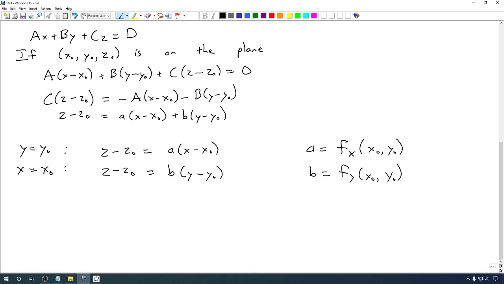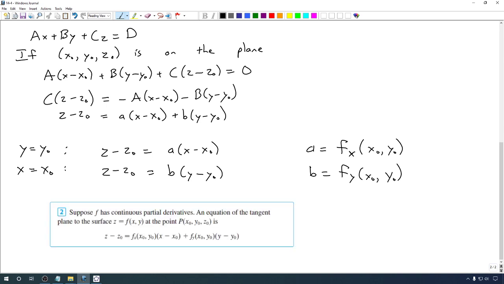Therefore, we get a pretty easy equation for our tangent plane to the surface. We just get to stick the partial derivatives into our formula. So z minus z naught is just the partial derivative with respect to x times x minus x naught plus the partial derivative with respect to y times y minus y naught. It's just that simple.